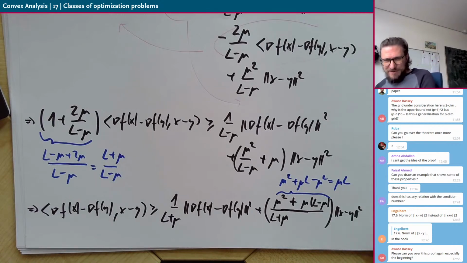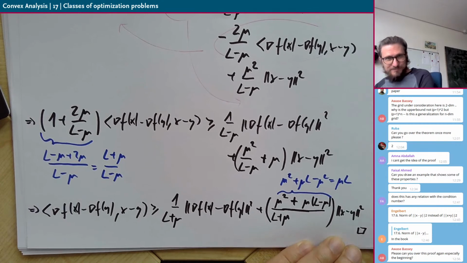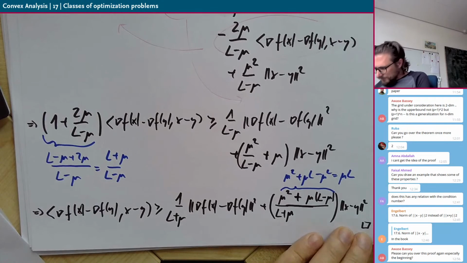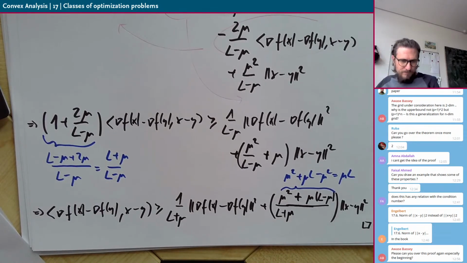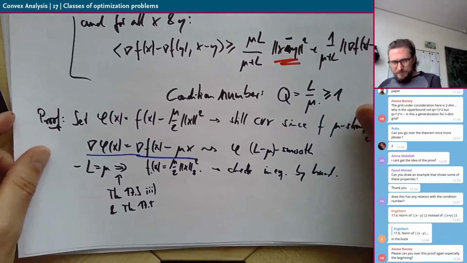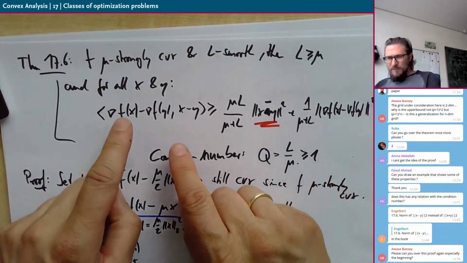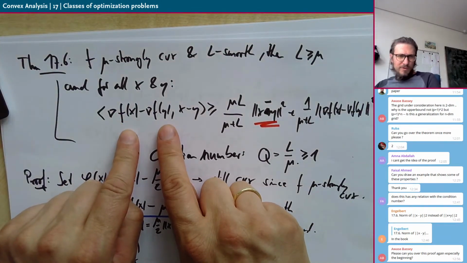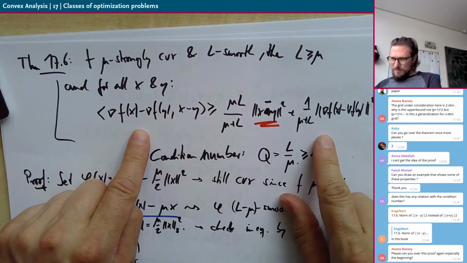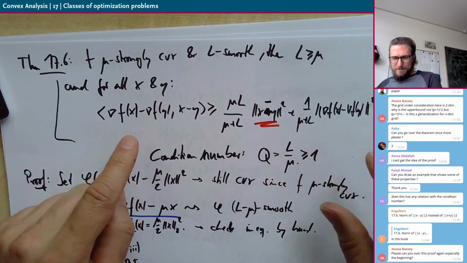Okay, question, can you please go over the proof again? Yeah, I can do. So we're close to the end, and let's try to check the proof again. So, what's the statement here? The statement was, if our function f is mu strongly convex and L smooth, then it fulfills this inequality with these two terms on the right hand side.